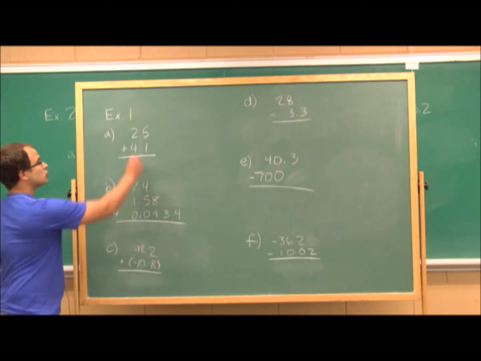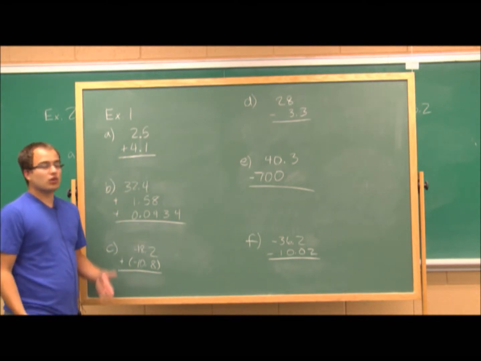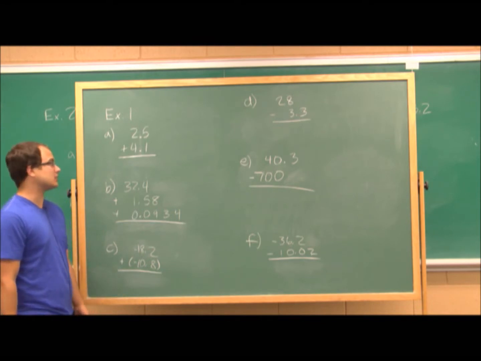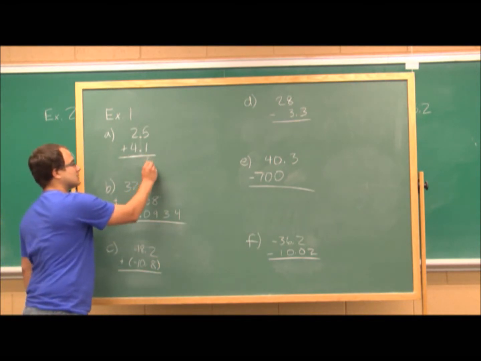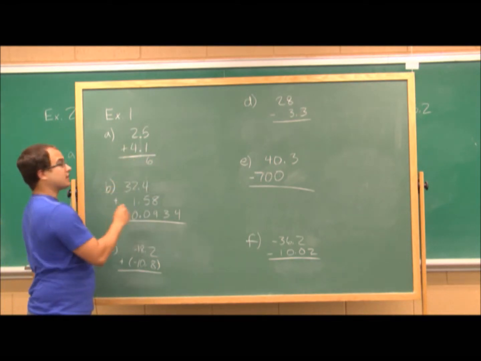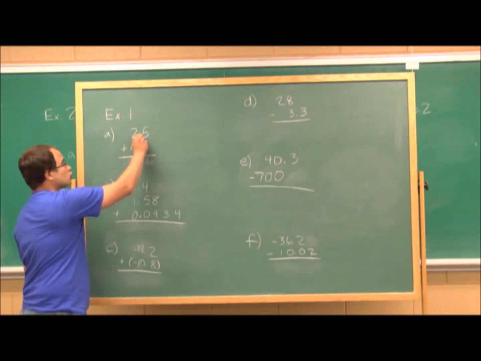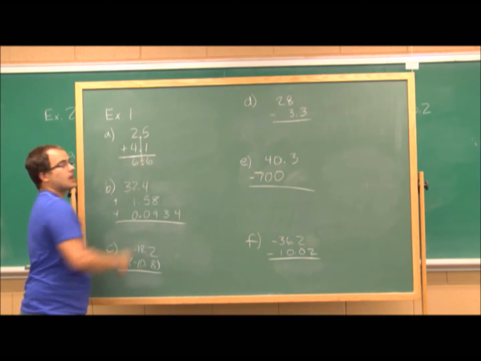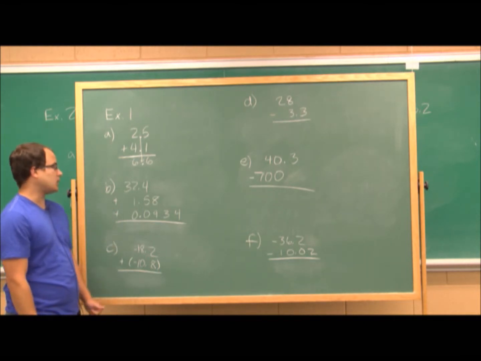Part A, 2.5 plus 4.1. Now, they already have the same number of decimal places, so I do not have to add any trailing zeros. So I just go ahead and add. 5 plus 1 is 6, and 2 plus 4 is 6. Now with the decimals, you just drop them straight down as long as they're lined up, and that's where the decimal goes. So the answer is 6 and 6/10.